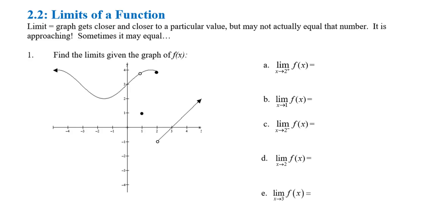It is an output. So the limit is going to be as the graph gets closer and closer to a particular output value, but it may not actually equal that number. It's approaching it. Now sometimes it may be equal, so let's take a look at what I mean. So find the limits given by this graph of this function.